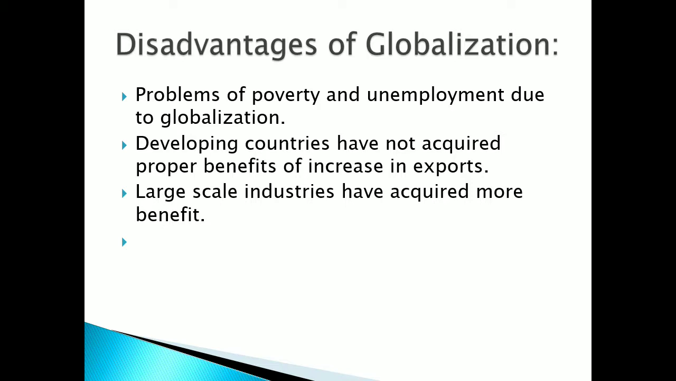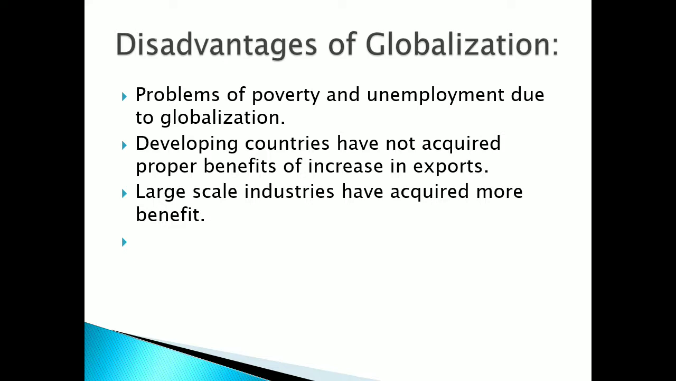So at the last, large scale industries have acquired more benefits. After globalization, big industries like Tata, Birla acquired huge business. Small scale industries are not getting huge business. So globalization became more favorable to the rich and less favorable to the poor.